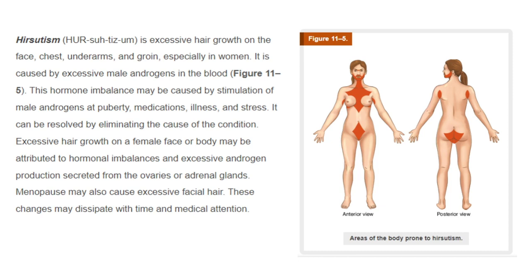Excessive hair growth on a female face or body may be attributed to hormonal imbalances and excessive androgen production secreted from the ovaries or adrenal glands. Menopause may also cause excessive facial hair. These changes may dissipate with time and medical attention. Figure 11.5. Areas of the body prone to hirsutism.